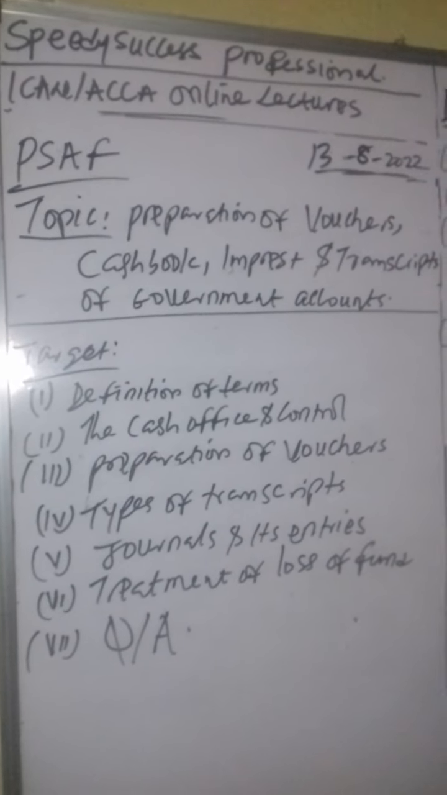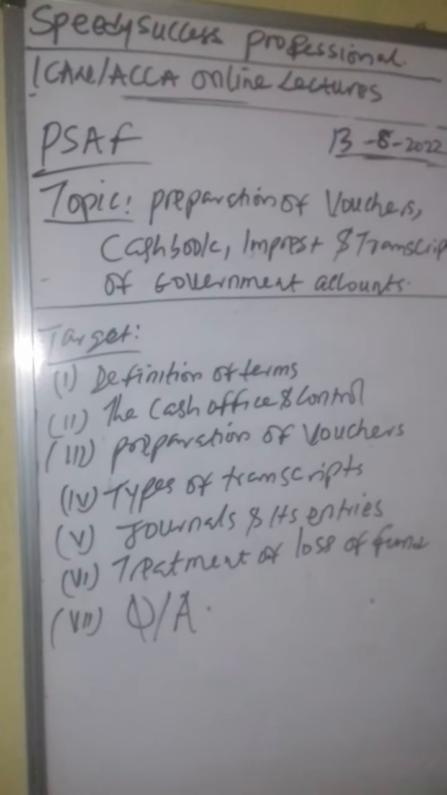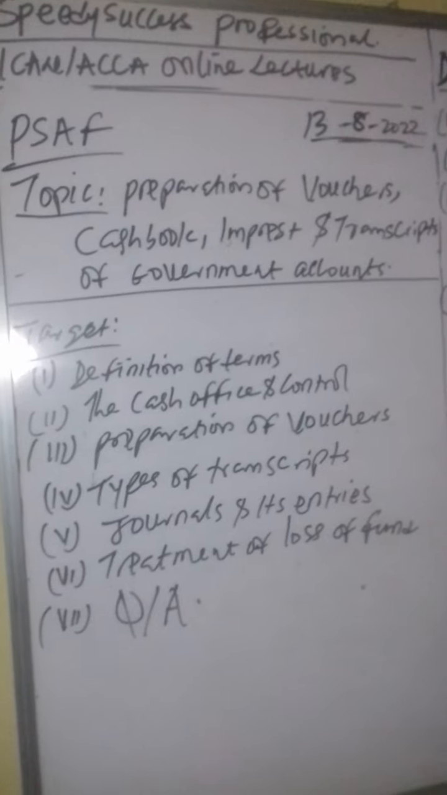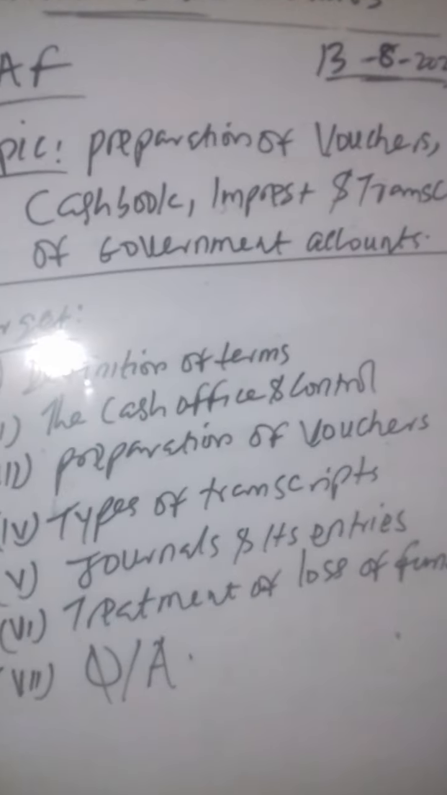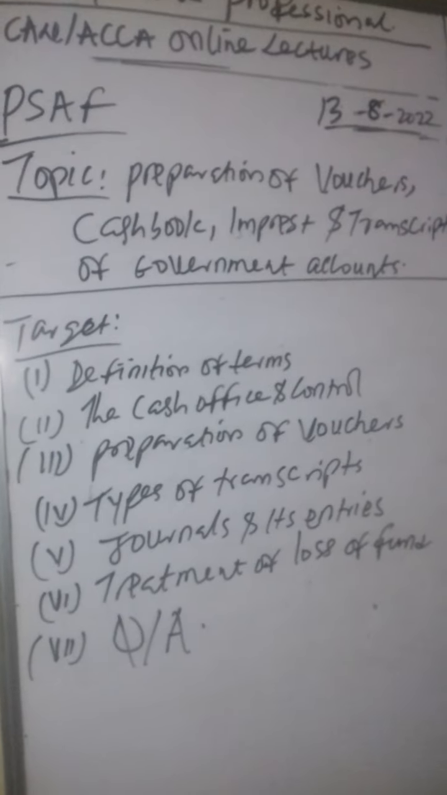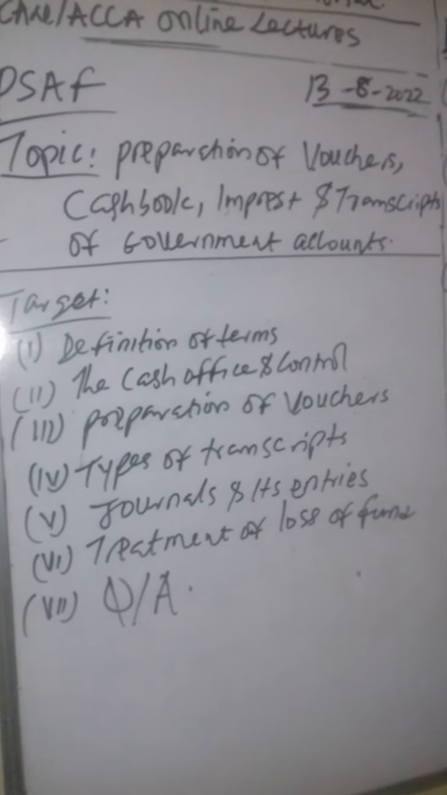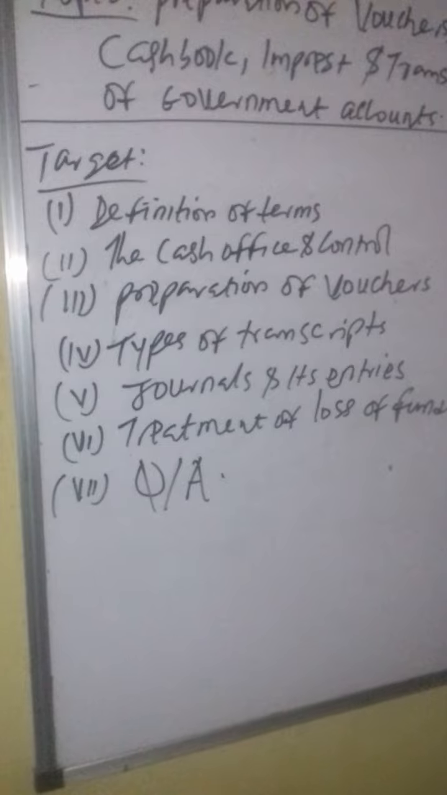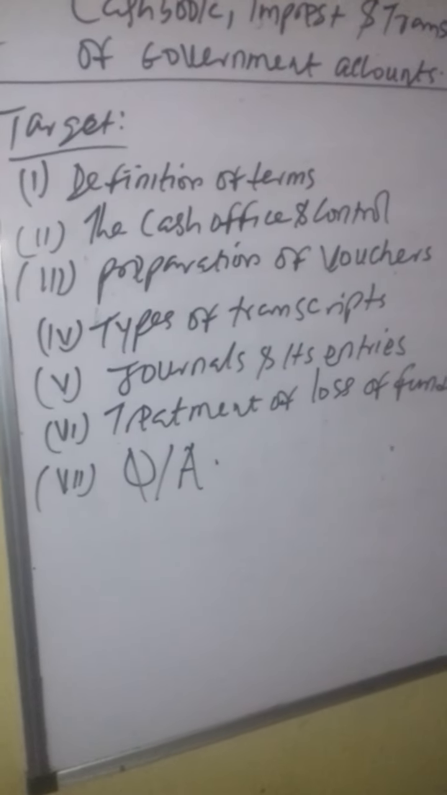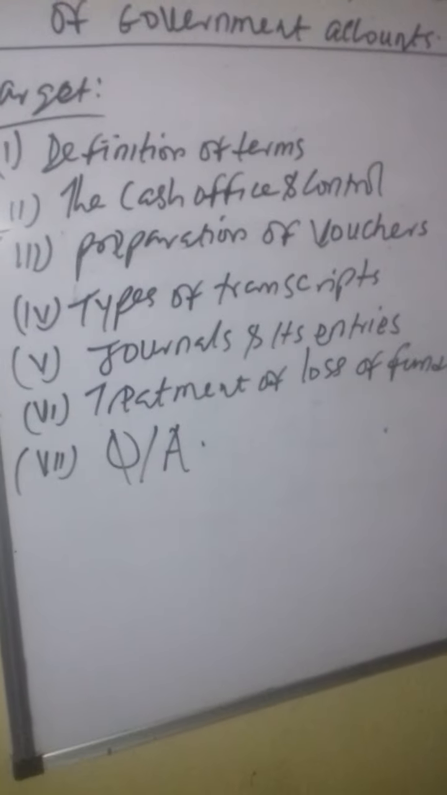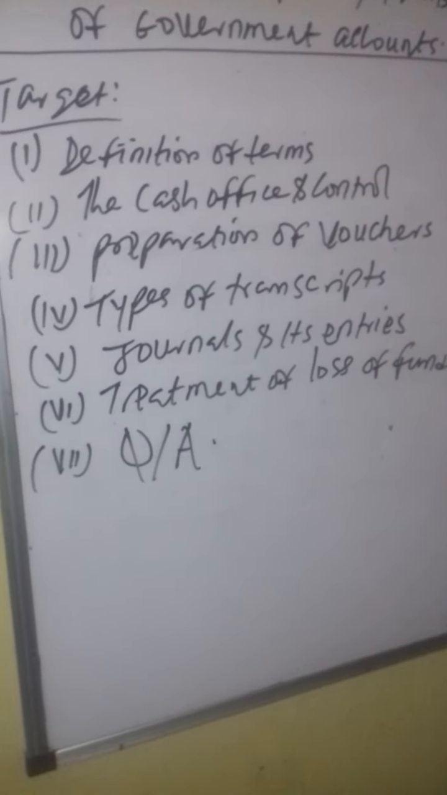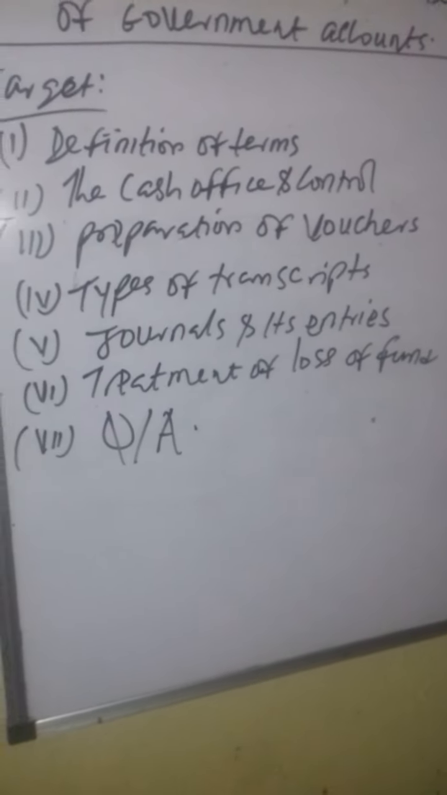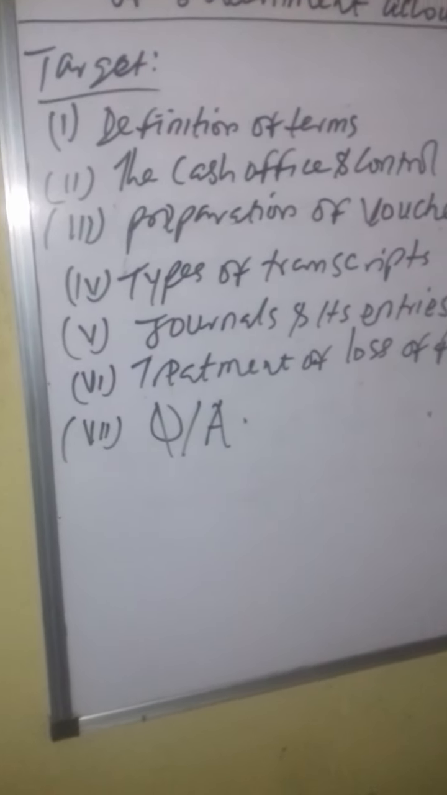My name is Femi Aiyeolowo, and our topic or course today is Public Sector Accounting and Finance, PSF. We're looking at preparation of vouchers, cashbook, imprest book, transcript, and other government accounts. Our target will be terms that will need to be defined: cash office and control, preparation of voucher, types of transcripts, the journals and its entry, and how to treat loss of fund in government accounting.